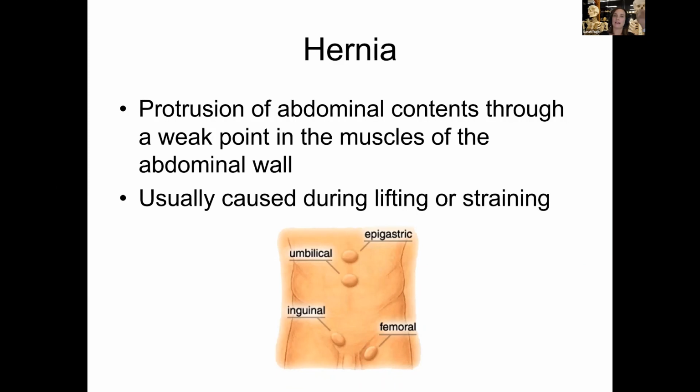I just went back a slide. Epigastric is one that's up in the epigastric region. Remember our nine regions. Umbilical hernias are in the umbilical region, usually right around the belly button. These are super common in infants.